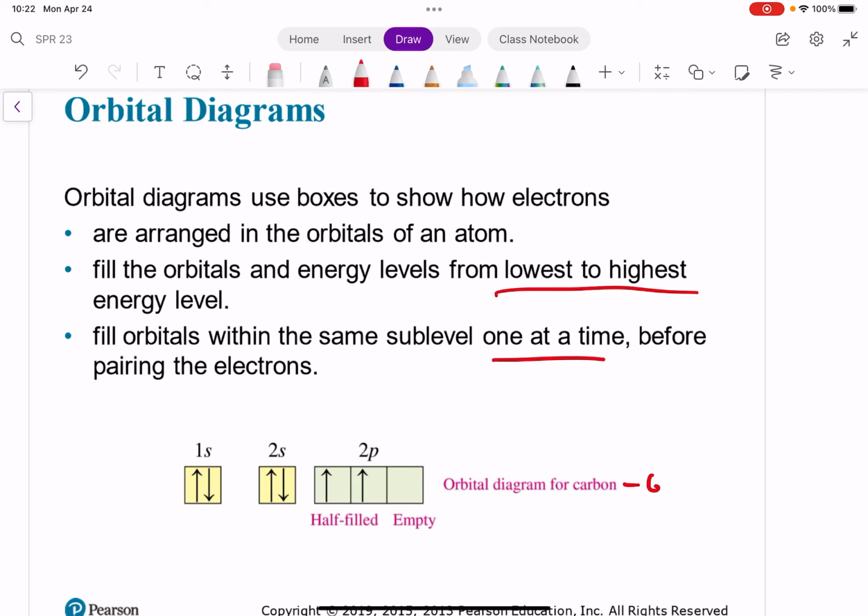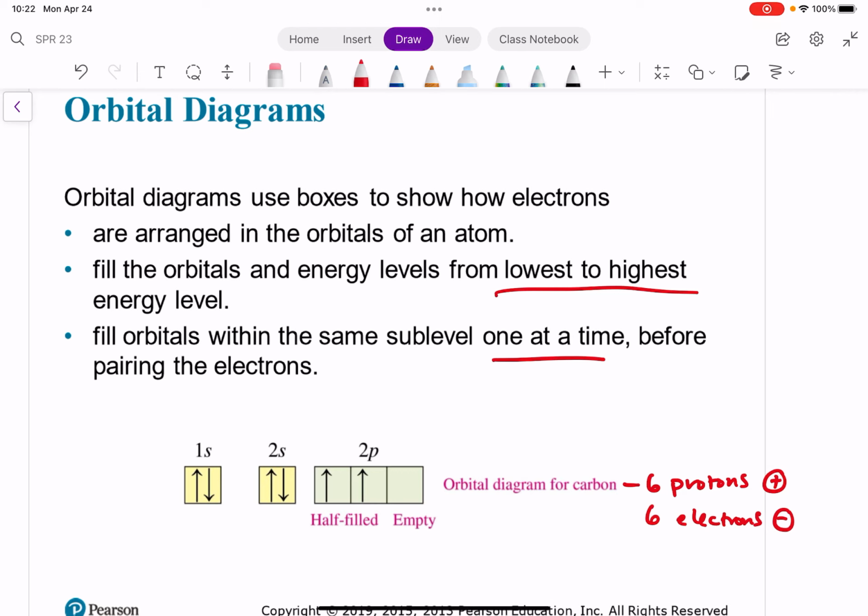Carbon's atomic number is 6, so we know it has 6 protons. If it's neutral, how many electrons does it have? 6 electrons, right? Because if we have 6 positive charges, we need 6 negative charges to counteract that. So we know carbon has 6 electrons.